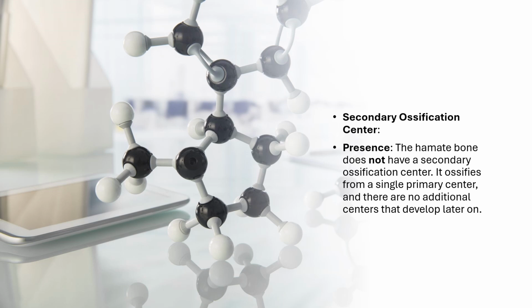The secondary ossification center: the hamate bone does not have a secondary ossification center. It ossifies from a single primary center and there are no additional centers developed later in it.